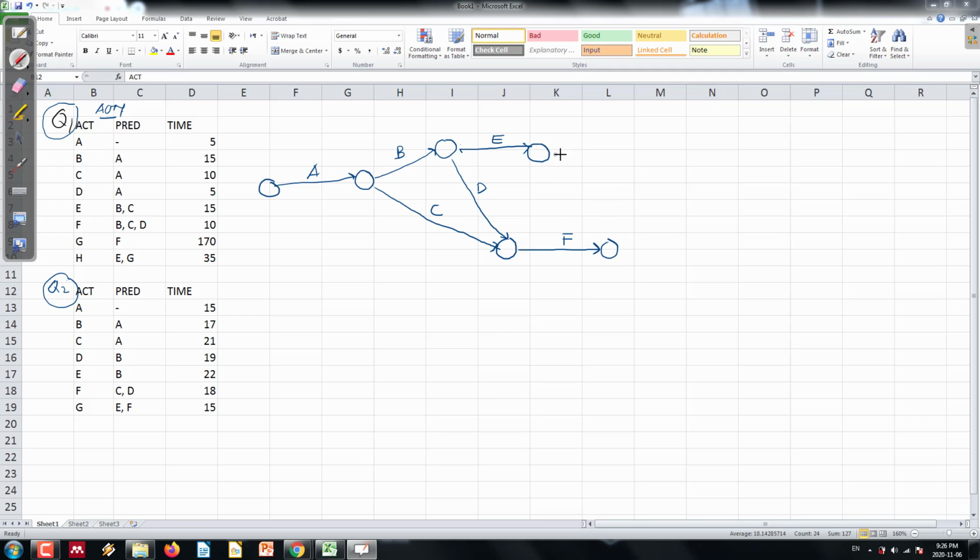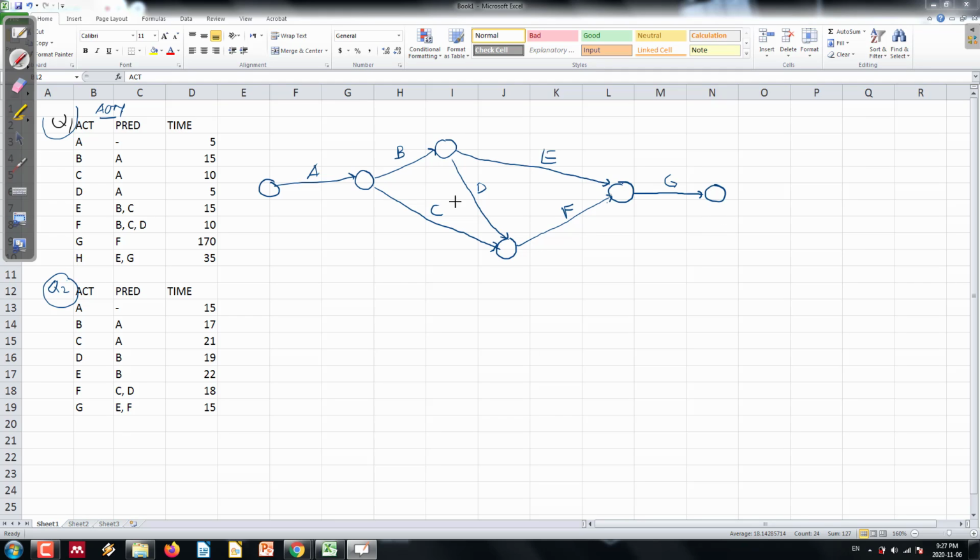Now G comes from E and F, so E and F merge over here. So we'll erase this one more time. We will make this one F, and we will make this one E. Okay, E, F, and this one is G. So we have the network diagram for this.